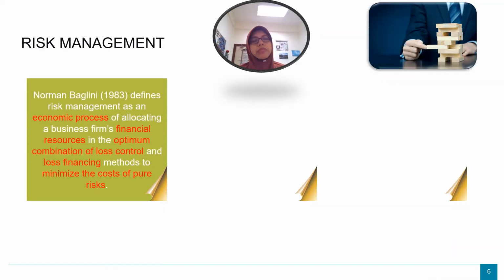So risk management. What is risk management? According to Norman Baglini, 1983, he defines risk management as an economic process of allocating a business firm's financial resources in the optimum combination of loss control and loss financing methods to minimize the cost of pure risk. Pure risk is the type of risk where the possibility of loss and break-even may happen. We have discussed this in the previous chapter.